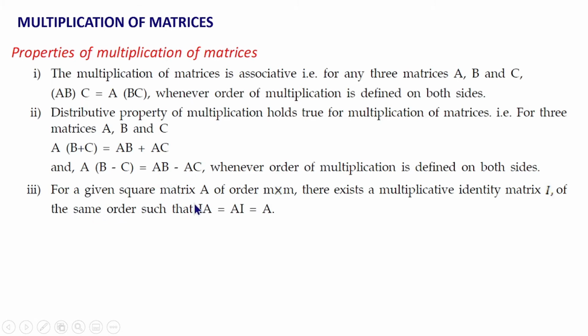Then for a given square matrix A of order m by n, there exists a multiplicative identity matrix I such that I into A equal to A into I equal to A. This is similar to the multiplicative identity 1 in real numbers. When we multiply any real number by 1, we get the same number. Here also in matrices, when we multiply any matrix by the identity matrix, we get the same matrix.